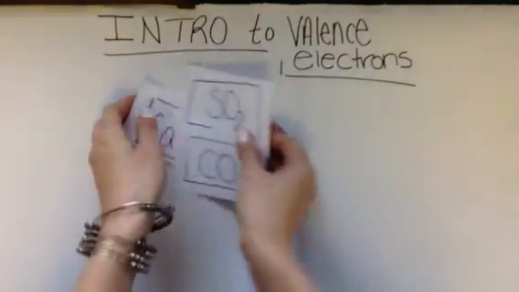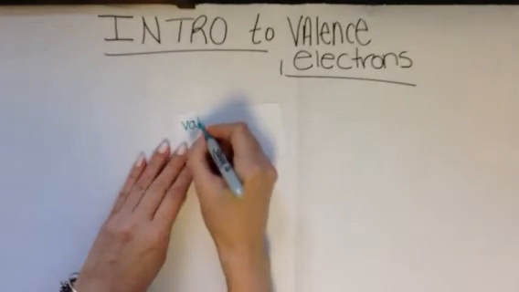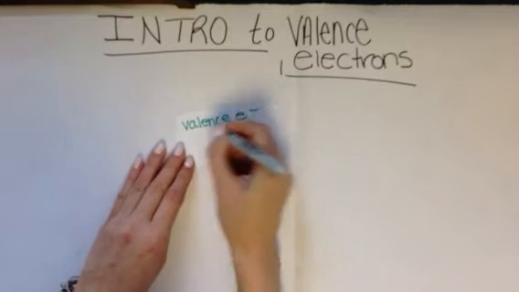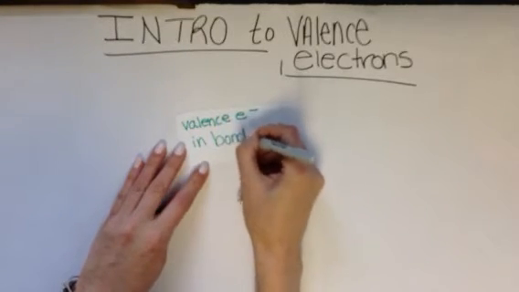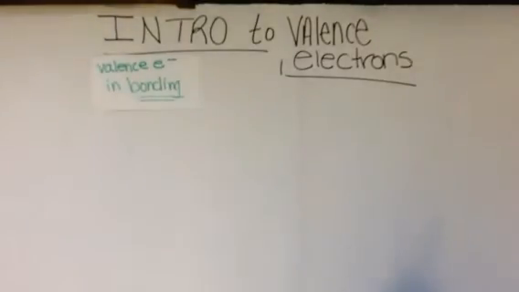All right, good. Moving on, how does this tie into valence electrons? Well, valence electrons are the electrons that are actually used in bonding. So they're the electrons that are either being transferred, if it's ionic, or the electrons that are being shared, if it's molecular. So let's write that down, that we are using valence electrons in bonding.